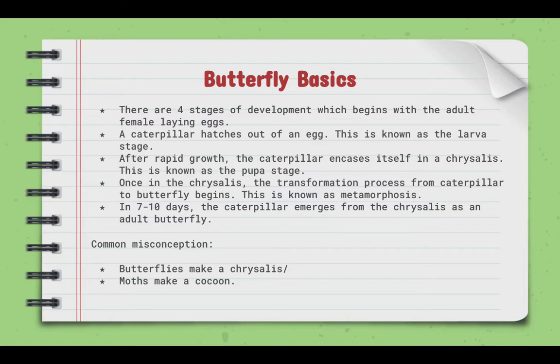It also might be a good idea to include a common misconception, which is that butterflies and moths both make chrysalises, which is not true. Butterflies make a chrysalis when they transform from caterpillar to butterfly, and moths make a cocoon when they make the transformation from caterpillar to moth.